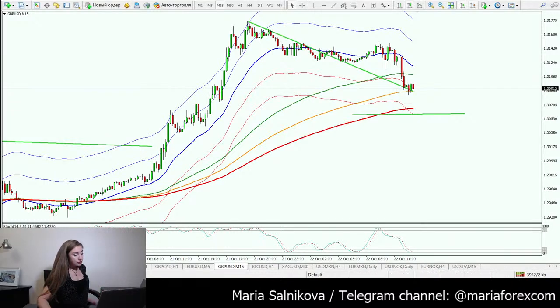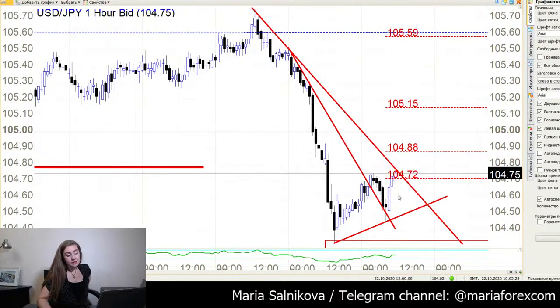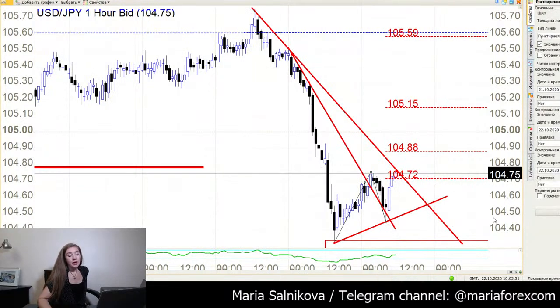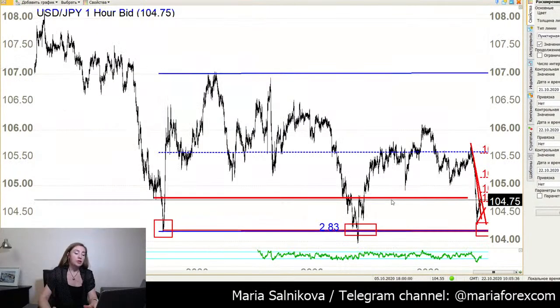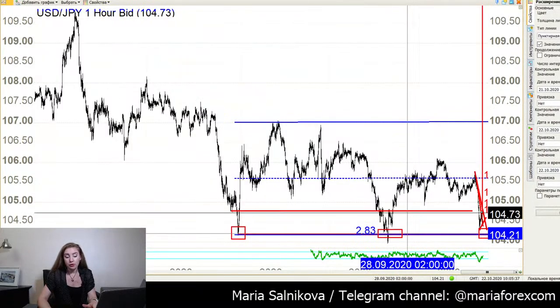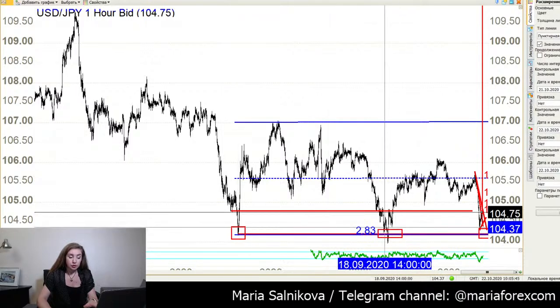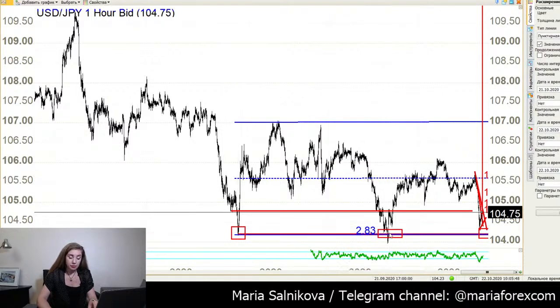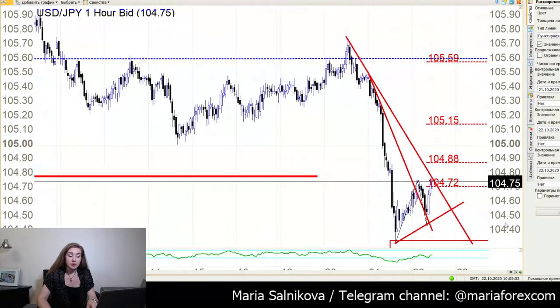I can show you Japanese yen as well. This is something that I follow. Why? Because technically on the 1 hour chart and 4 hour chart, I'm waiting for price to go up to the 104.20 area. This is a good level of support, 104.20 area. This is the minimum price of July and minimum price of September. So if they still go down, they will go to the 104.20 area.